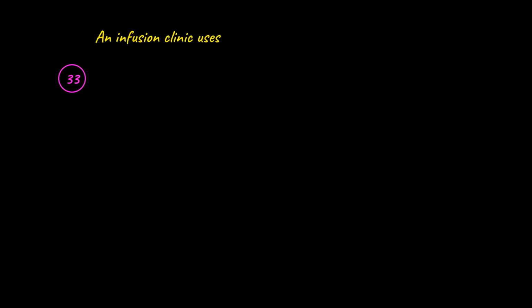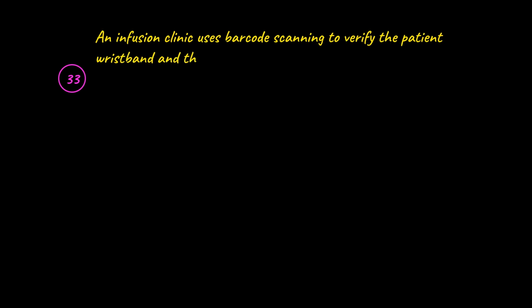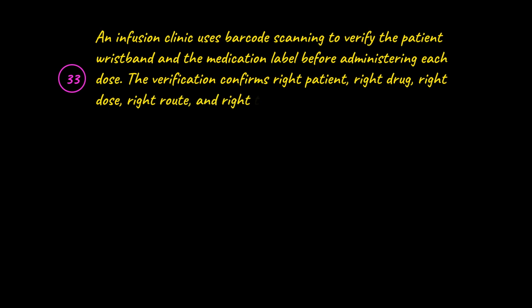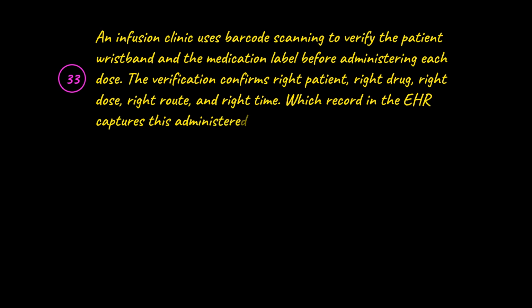Question 33. An infusion clinic uses barcode scanning to verify the patient wristband and the medication label before administering each dose. The verification confirms right patient, right drug, right dose, right route, and right time. Which record in the EHR captures this administered medication detail?